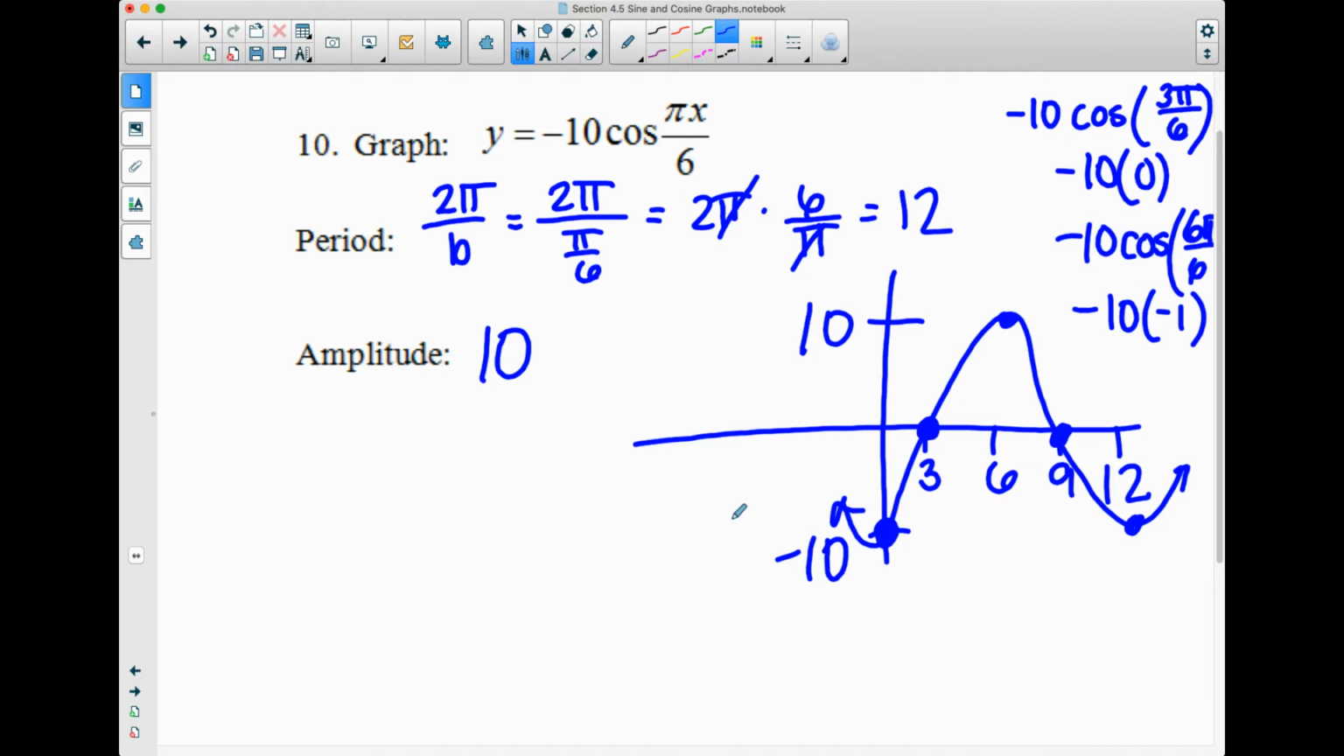Okay. So what seemed to be harder was actually easier. You have to deal with normal numbers, not pi. Okay.